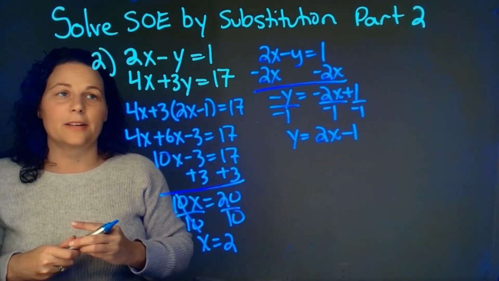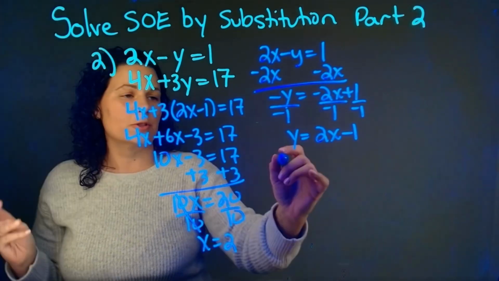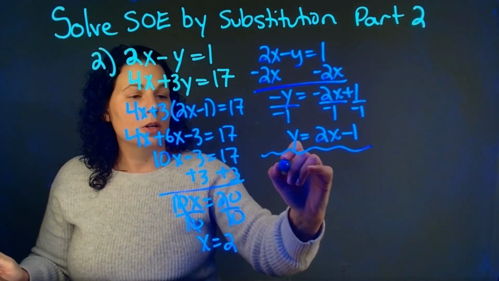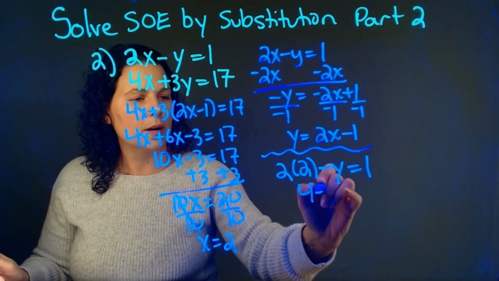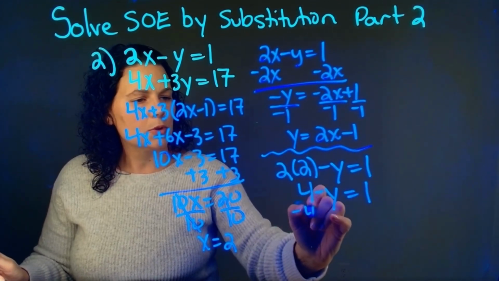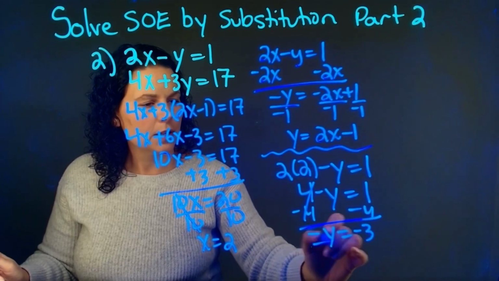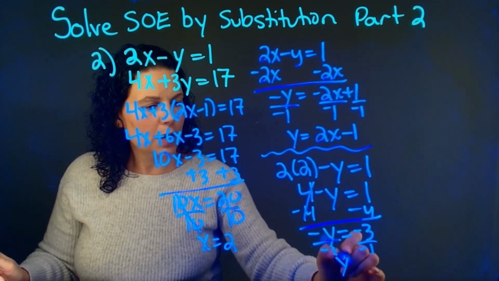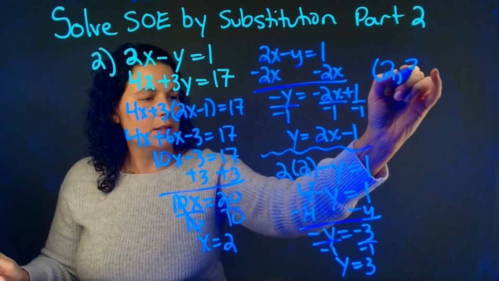I'm not done yet. I still have to find y. So I'm going to plug it into either one of these equations. I'm going to do the first one just because it's first. 2 times 2 minus y equals 1. 4 minus y equals 1. Subtract 4. -y equals -3. Divide by -1. And y equals 3. So my answer for this one is x is 2, y is 3.